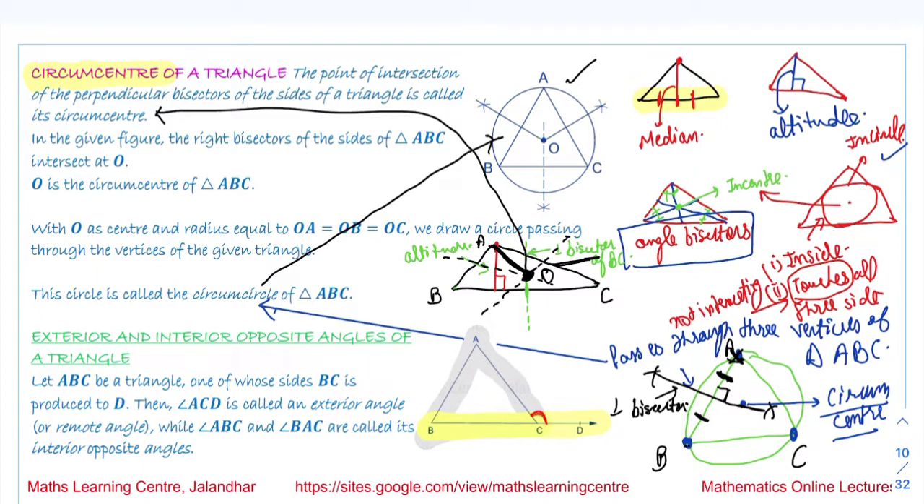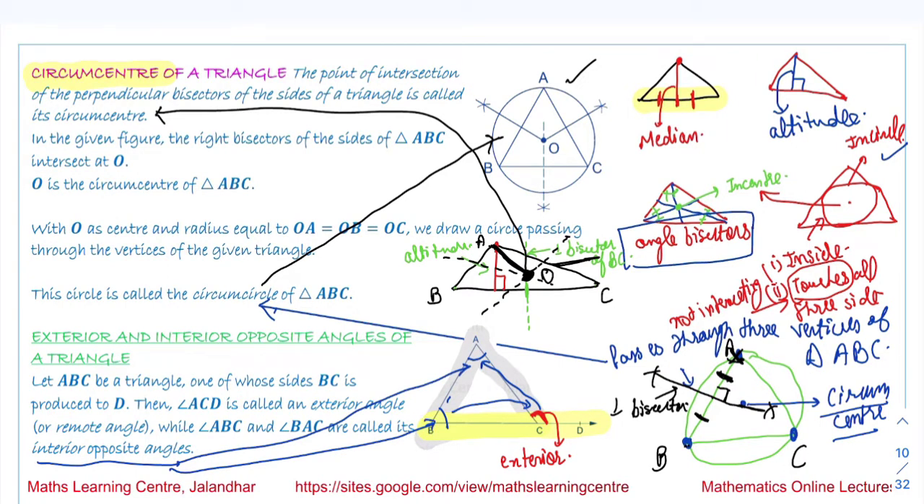This angle we are talking about over here is called the exterior angle, or the remote angle. And corresponding to this angle, the angle ABC and the angle BAC, these two angles are called the interior opposite angles. Corresponding to the exterior angle ACD, this angle A and angle B are called the interior opposite angles.